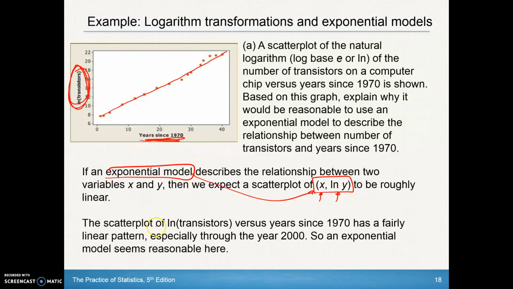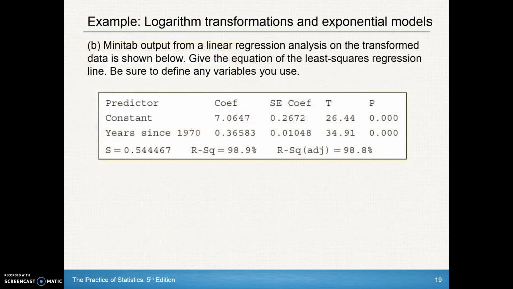So here it shows the scatter plot of the natural log of the transistors versus years since 1970 has a fairly linear pattern, especially through the year 2000. So when you get to 2000 right about here, you can see that's pretty linear. It gets a little shaky up here, maybe a little skewed to the left in our normal probability plots. So again, that's kind of the emphasis: exponential model to start with, just log the y's. If you have no idea what it is, log both, the x and the y.